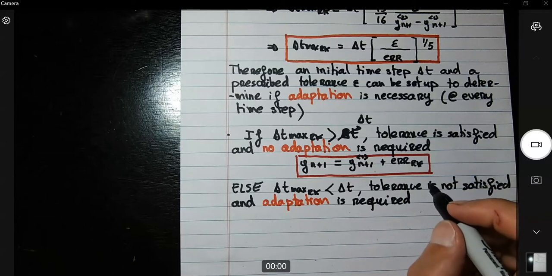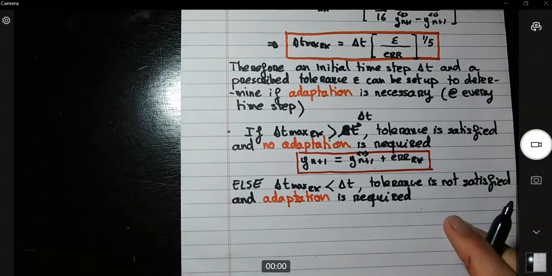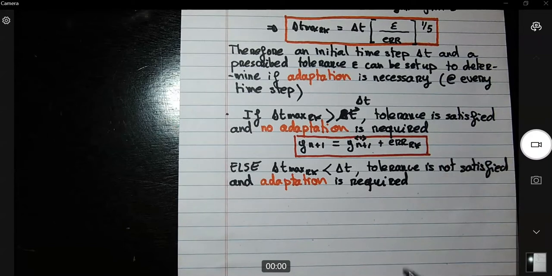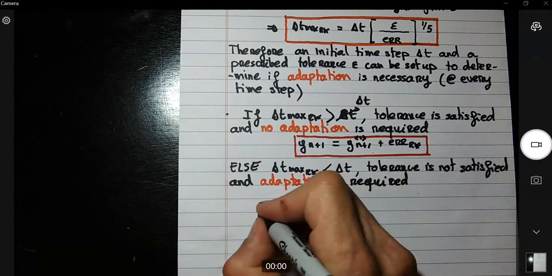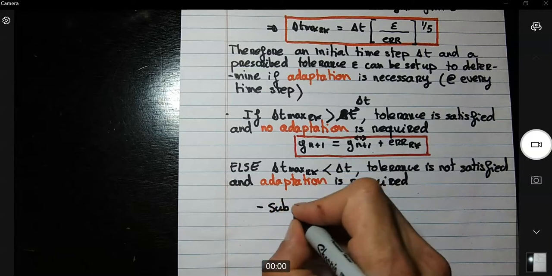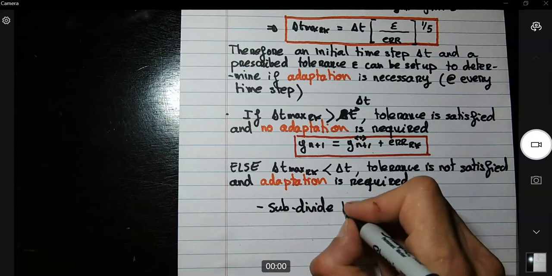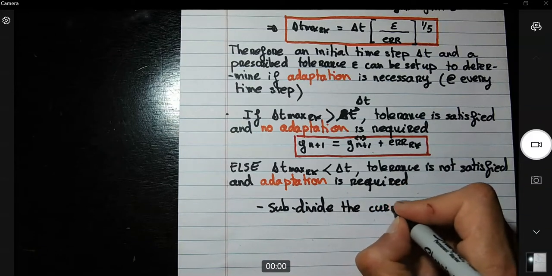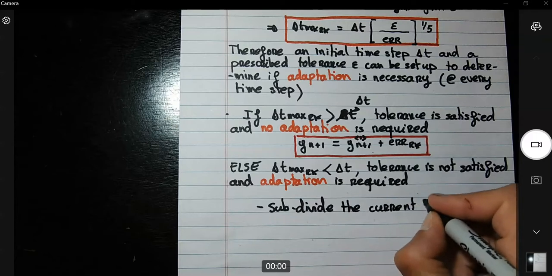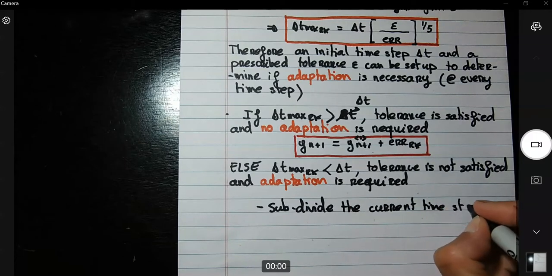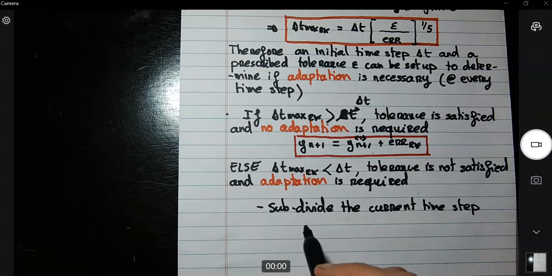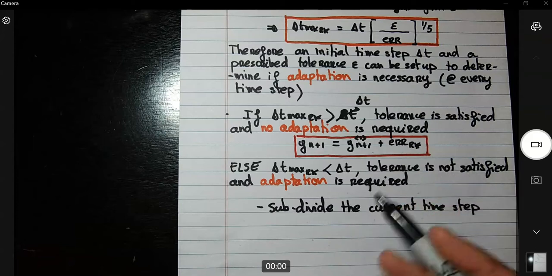All right. So in that case, what do you do? Okay, so we need to define a new time step. So the first thing you're going to do is subdivide the current time step. Imagine you do time step 1, 2, 3, 4, 5. You don't need adaptation, and then between 5 and 6 you need adaptation. So you need to break the step 5 and 6 into, let's say, two more intervals.